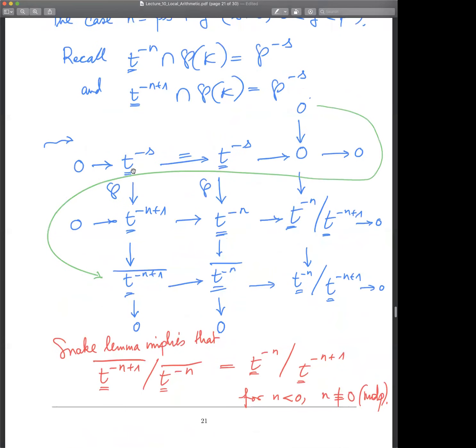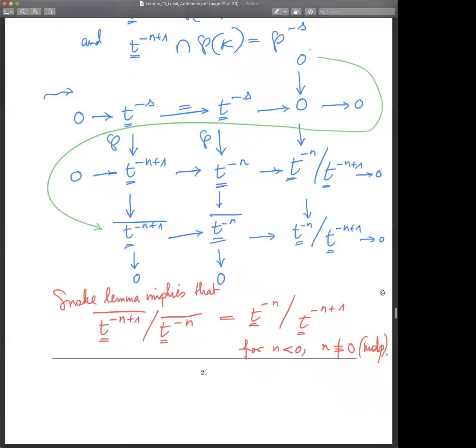So you do as before. This is the square that you start with. These two are the same, and you have the co-kernel here and the co-kernel here. So you have a map between these two co-kernels, and the sequence, this green snake, that sequence is exact. So this means that this modulo this is equal to this modulo this. This is what it amounts to. And that we have seen earlier is equal to K, in the sense of being isomorphic.